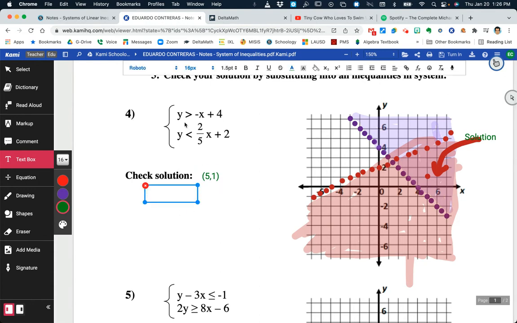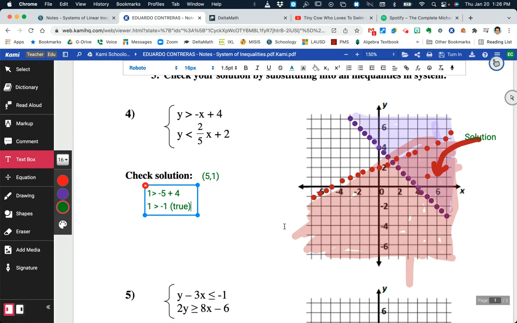And so let's see, we're going to replace y with 1 is greater than negative 5 plus 4. So that's going to be 1 is greater than negative 1. True.